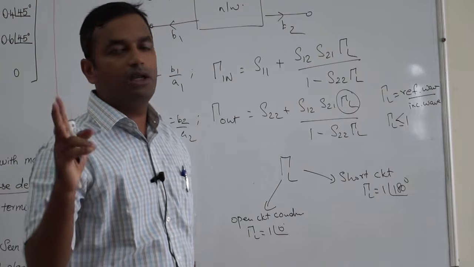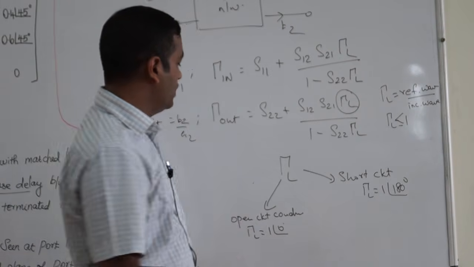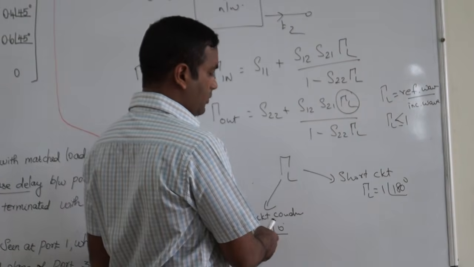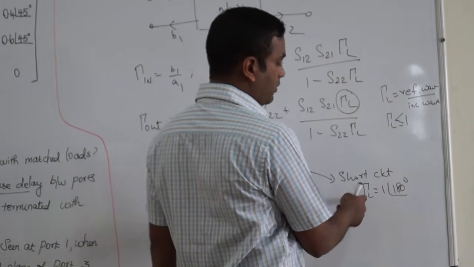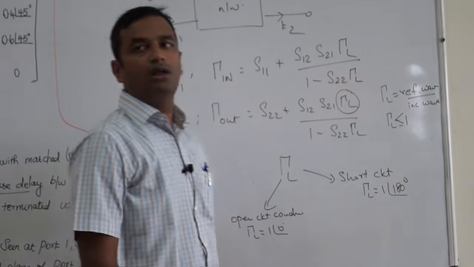There are only two conditions when gamma L can be equal to 1. That is the open circuit condition, where gamma L is equal to 1 angle 0 degrees, and the short circuit condition, where gamma L is equal to 1 angle 180 degrees.